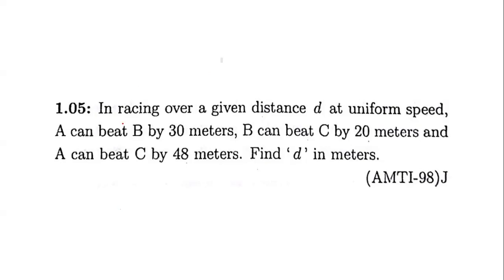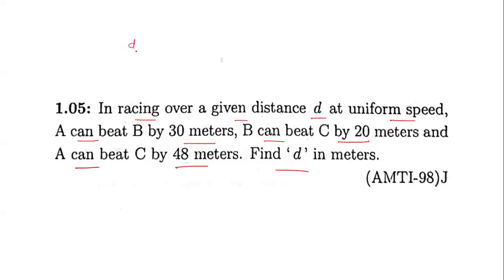In this problem it is given that in racing over a given distance d at uniform speed, A can beat B by 30 meters, B can beat C by 20 meters and A can beat C by 48 meters. Then we have to find the value of d in meters. So let's see how we can solve this.